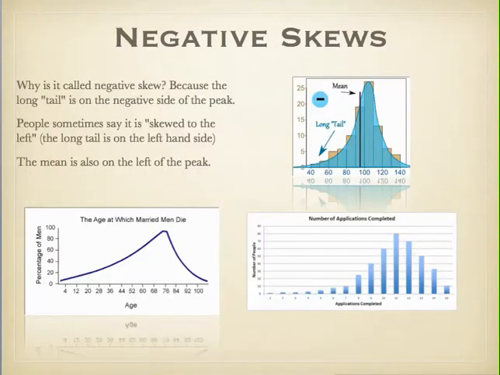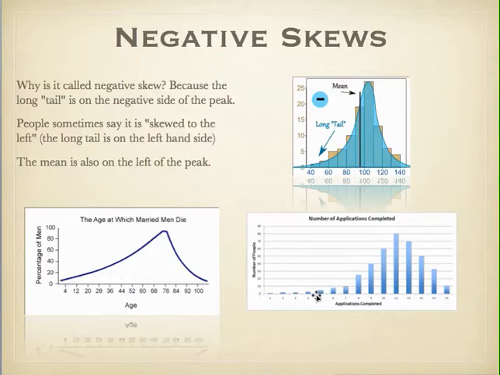When we talk about things being skewed, we talk about the tail that it's skewed towards. This is the negative tail. The long tail exists on this side, and I just gave you an example of that. This is a chart which talks about the age which married men die. They tend to live longer than their unmarried counterparts, but the tail is skewed negatively.